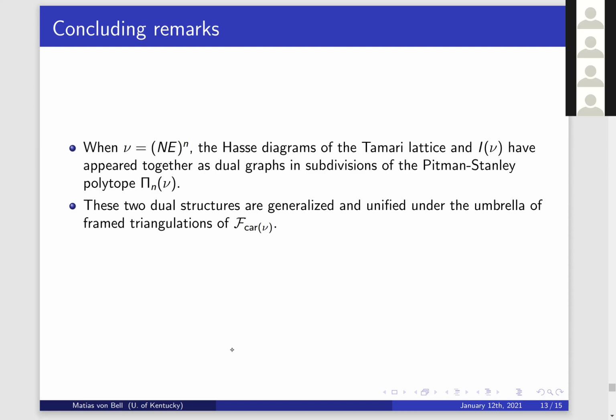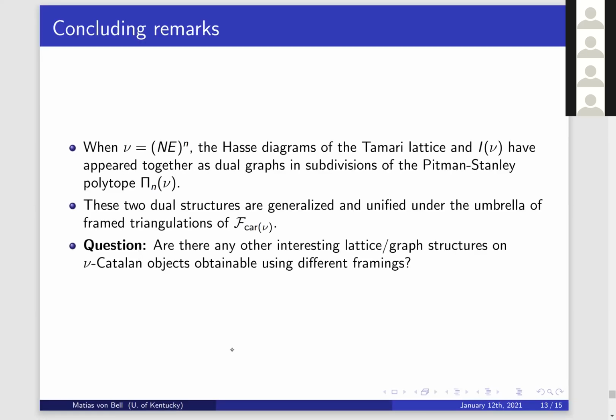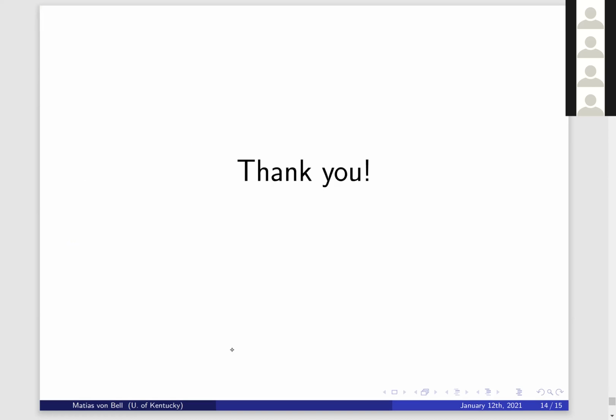And that leads me to a question, something I'm interested in: are there any other interesting lattice or graph structures on these Nu-Catalan objects obtainable with different framings? Because we picked very natural framings, the planar and the length framing, but you could maybe mix and match those two, or you could pick some other framings, and who knows what kind of graph structures or perhaps lattice structures you might get as well. So that's what I'll end with, and I thank you for your time and welcome any questions from you.